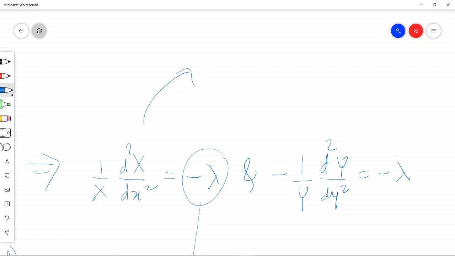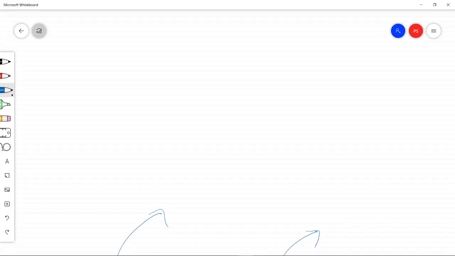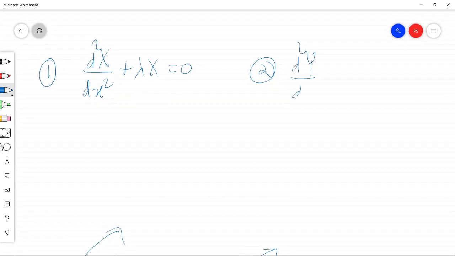Now these two equations can be rewritten. If we transfer this X, it becomes lambda into X, then transfer this lambda X towards the left hand side, it becomes plus. We are left with 0 on the right hand side. Similarly, we can do with this; my negative signs get cancelled. Transfer Y, it becomes lambda into Y, and then we shift this towards the left hand side, it becomes minus lambda Y. So we have two equations. First of them is d2X by dx squared plus lambda X is equal to 0, and the second equation is d2Y by dy squared minus lambda Y is equal to 0.